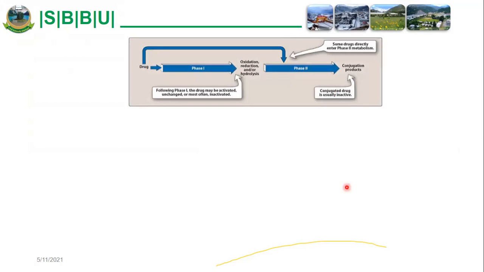Now you can see from this slide, whenever the drug passes into the phase 1 reactions, the drug may be left unchanged, or most often inactivated through oxidation, reduction, and/or hydrolysis, right? In the phase 2 reaction, conjugation products may be formed. Here functionalization may occur, while here the conjugation reactions may occur, and the conjugated products may be easily excreted or inactive. They can be inactive and easily excreted from the body.